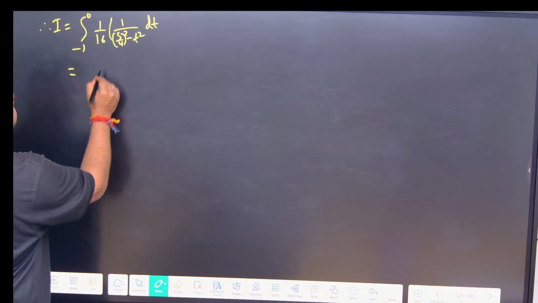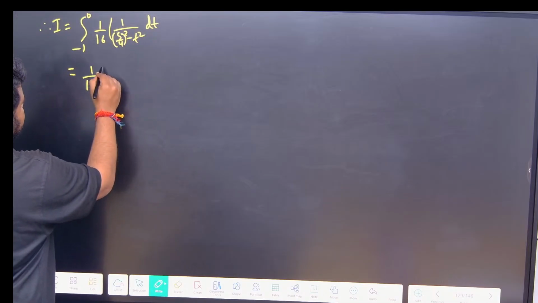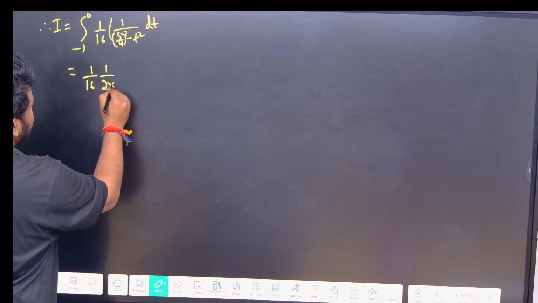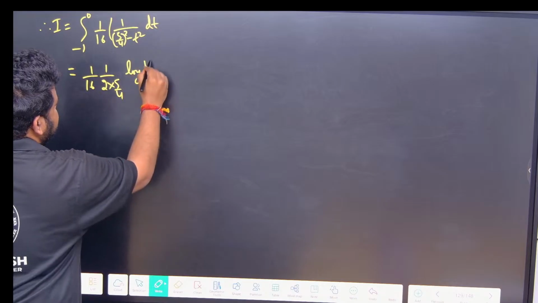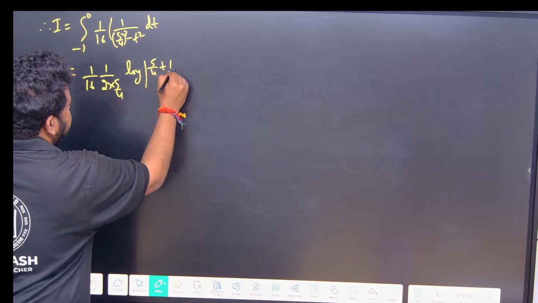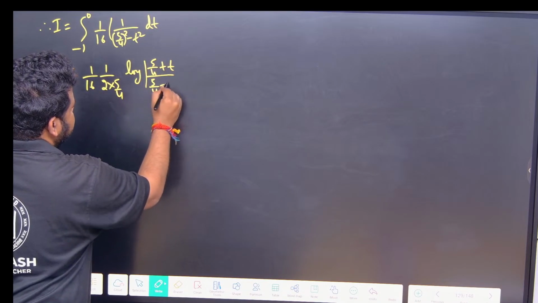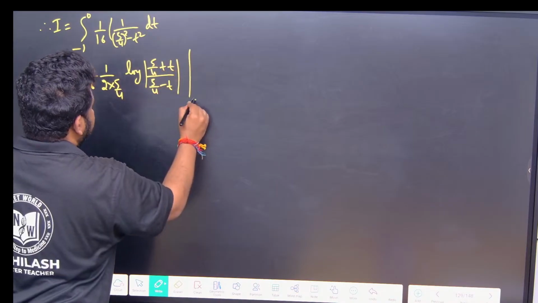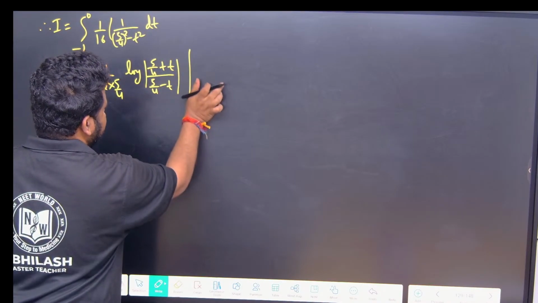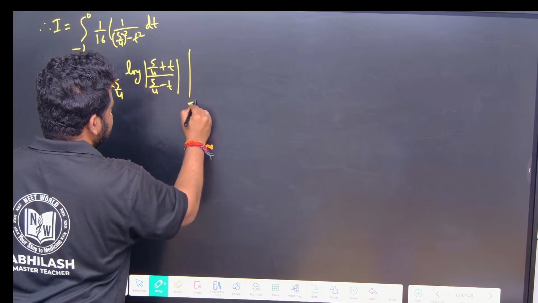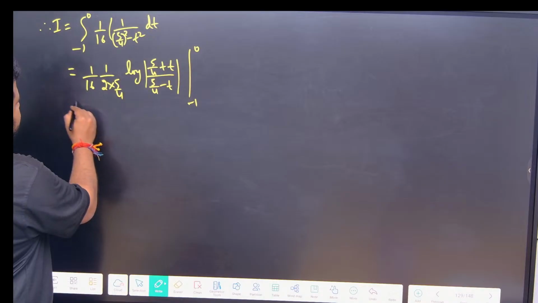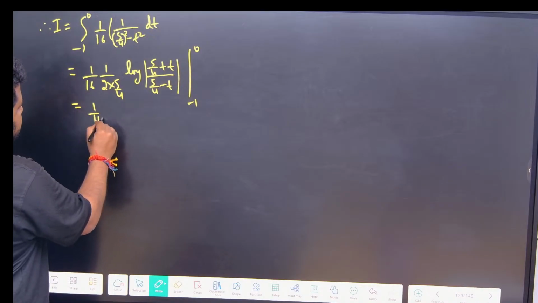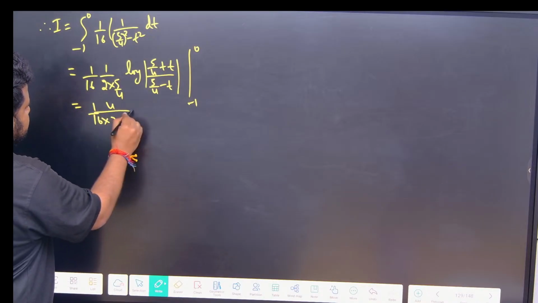This will become 1 by 16 into 1 by 2a. 2 times a is 2 into 5 by 4. Log of a plus x over a minus x, that is 5 by 4 plus t divided by 5 by 4 minus t, evaluated from minus 1 to 0. This is what I have. Now see here, this 4 will go up, correct? 1 by 16 into 2, this 4 will go up, and this 5 will remain here.